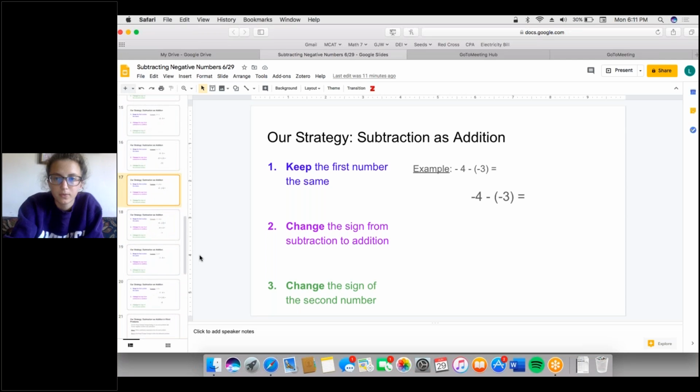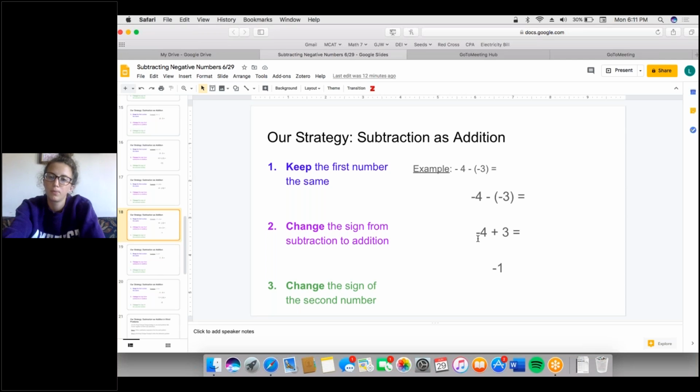Here's another one, -4 minus -3. I kept -4 as -4. I changed subtraction to addition, and I changed -3 to +3. I can get rid of those parentheses, you notice, because I don't have to add a positive sign in front of that 3 anymore, so the parentheses also went away.